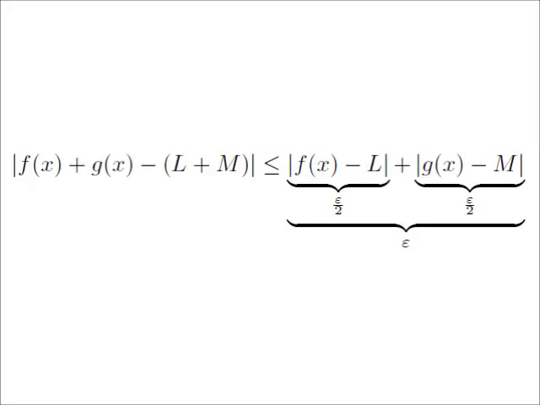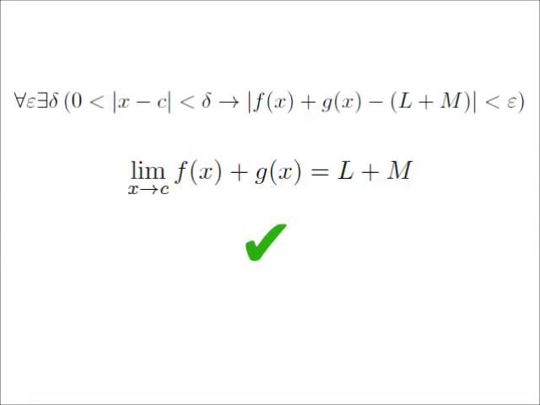If f of x is within epsilon over 2 units of L, and g of x is within epsilon over 2 units of M, then by the triangle inequality, f of x plus g of x is within epsilon units of L plus M. And for any value of epsilon, we can always find a positive delta to make it so that if x is within this delta of c, this is so. This proves that the limit as x approaches c of f of x plus g of x is L plus M.